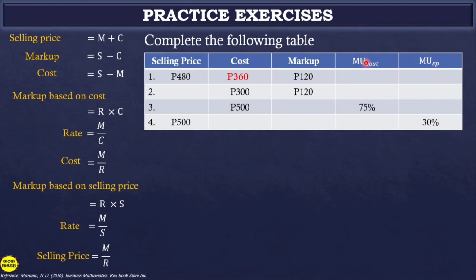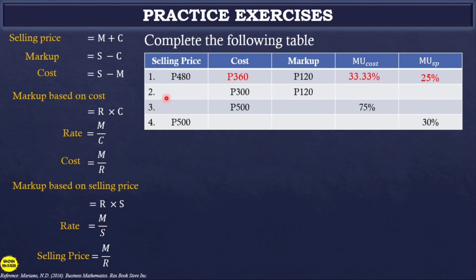And then, paano kunin yung markup based on cost? So, of course, yung markup natin, i-divide natin sa amount ng cost natin. So, 120 divided by 360 times 100. So, that is 33.33%. And then, yung markup natin based on selling price, doon naman natin i-divide kay selling price. So, 120 divide 480 times 100, the answer is 25%.